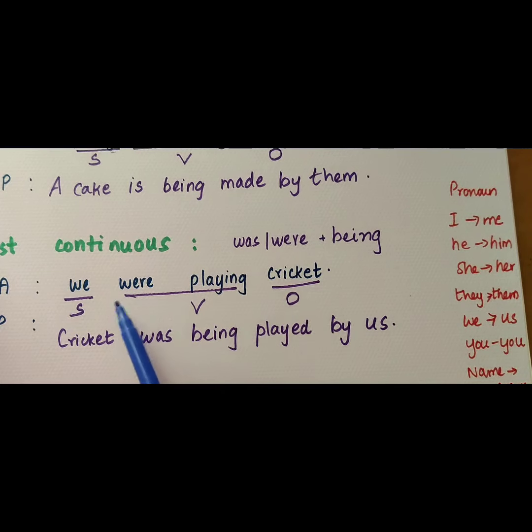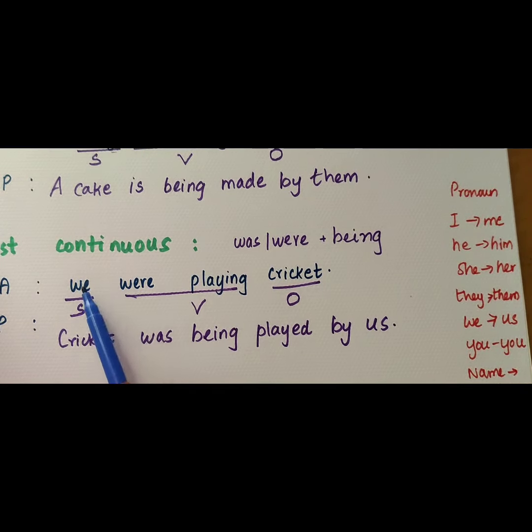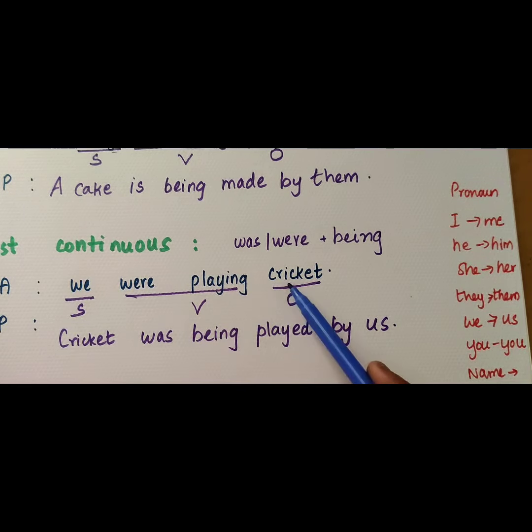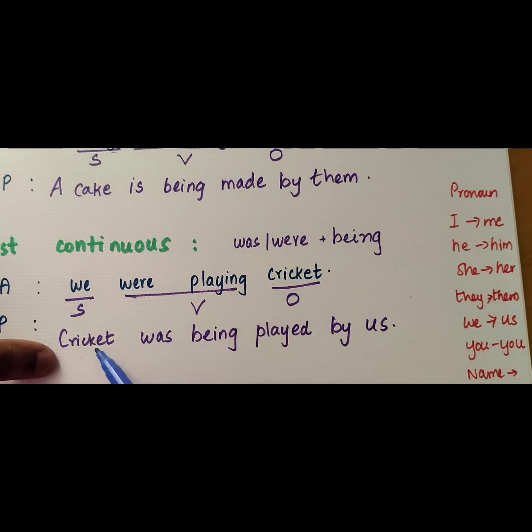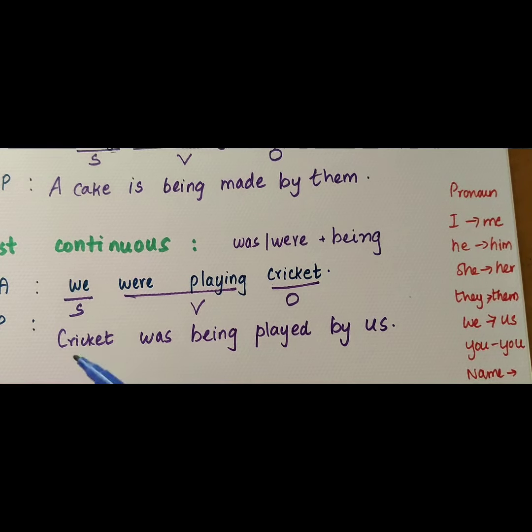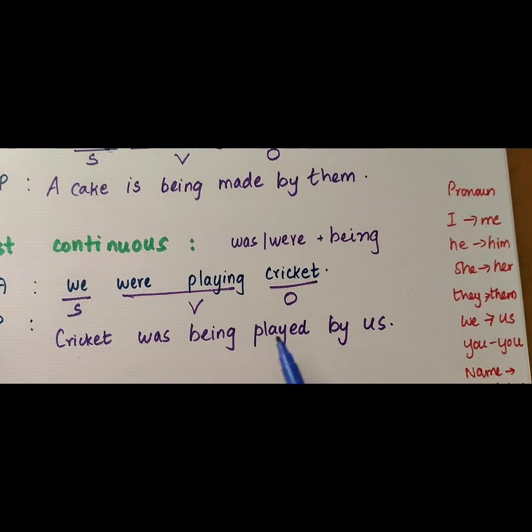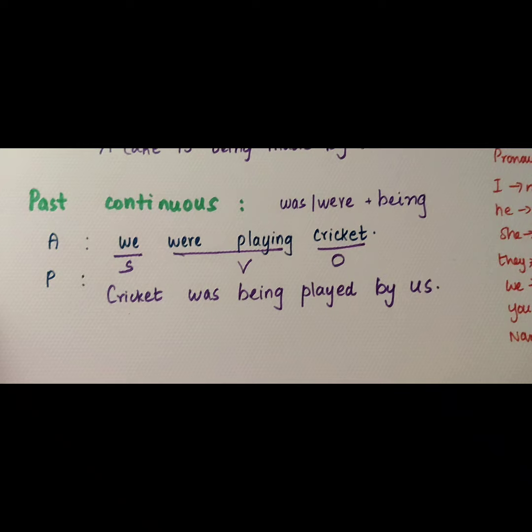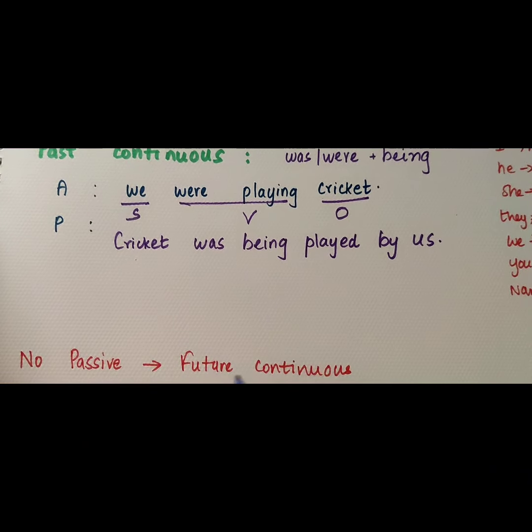Okay, here "were" is used because of "we", but in the passive, the object will become the subject, right? So we have to choose based on this one only. That's why we are using "was", as it is singular. And always the third form will be coming in the passive. For future continuous, there is no passive form.